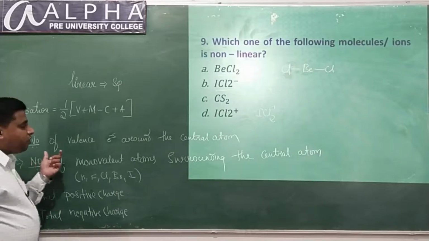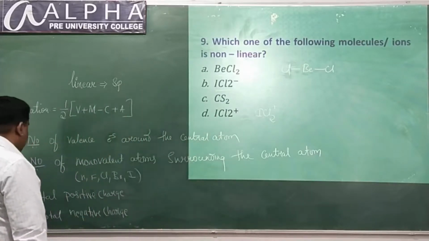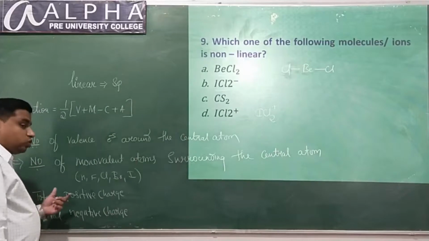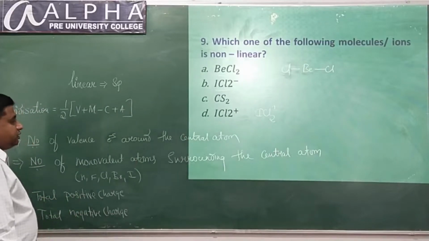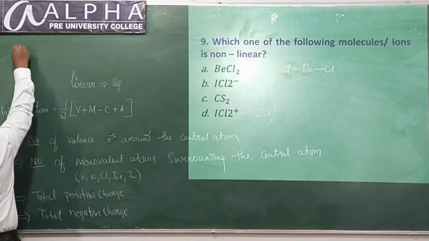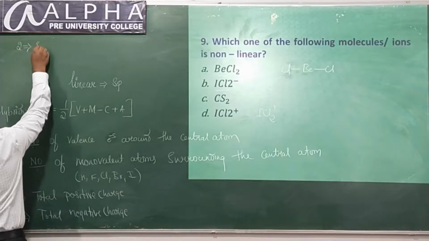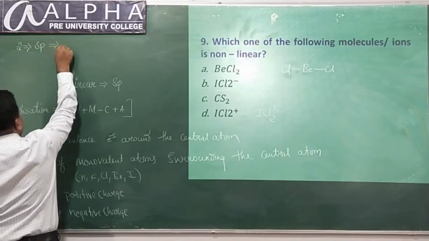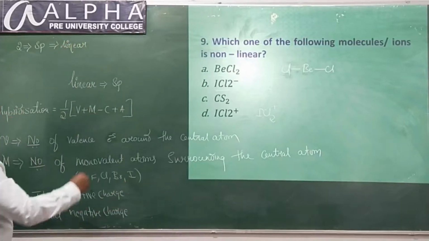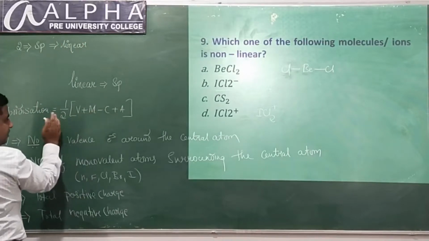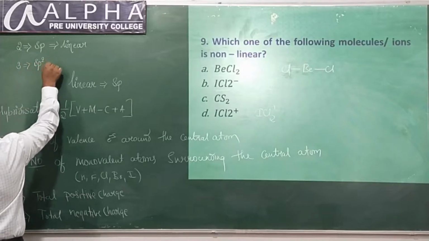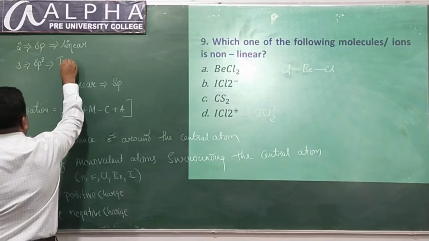V means the number of valence electrons around the central atom. M means the number of monovalent atoms surrounding the central atom. C is the total positive charge, A is the total negative charge. When you calculate this hybridization, if you get the value as 2, then it means it is sp hybridization, therefore the geometry is going to be linear. If you get the answer as 3, then it is sp2 hybridization, and the shape is going to be trigonal planar.